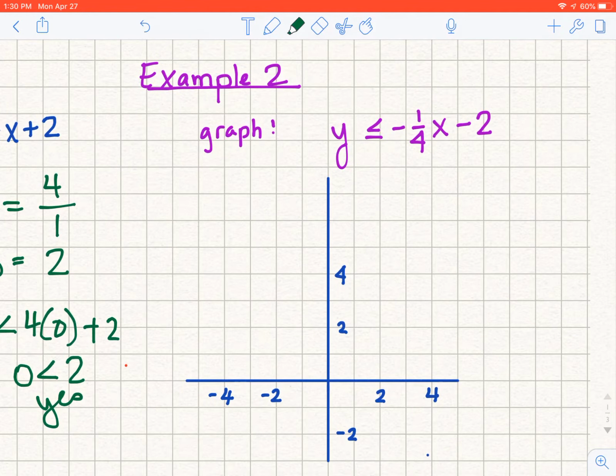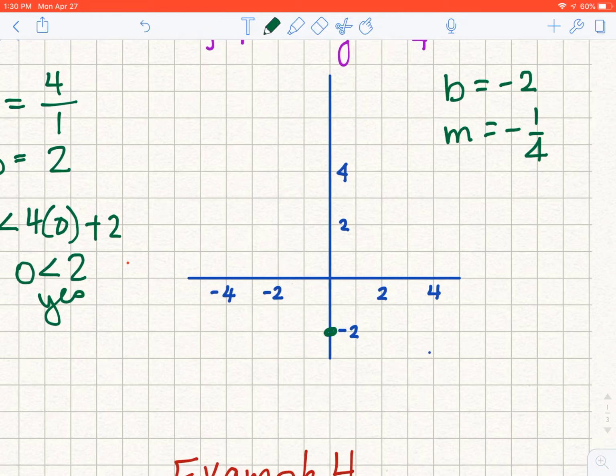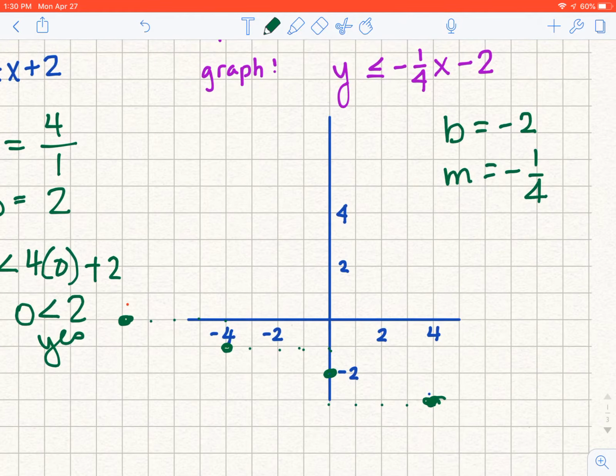Okay, so now here's one less than or equal to. And this one is going to start at b is -2 and m is -1/4. So I need to start down here at -2, and I'm going to go up, but this time to the left. So up 1, and then 1, 2, 3, 4. Up 1, 1, 2, 3, 4. I usually try to have about 3 points. Down 1, 1, 2, 3, 4. And this time I want the line to be solid because it's equal to. So I'm going to draw my solid line as best I can here.